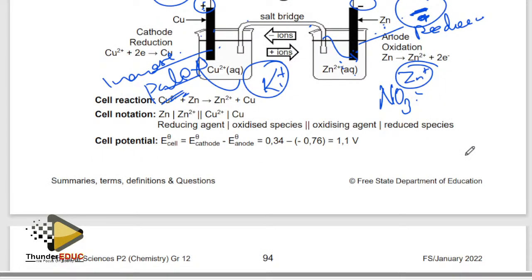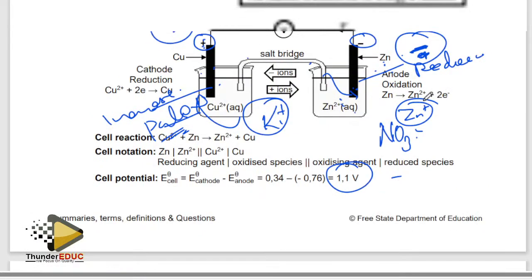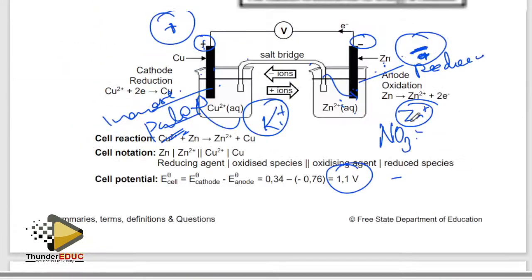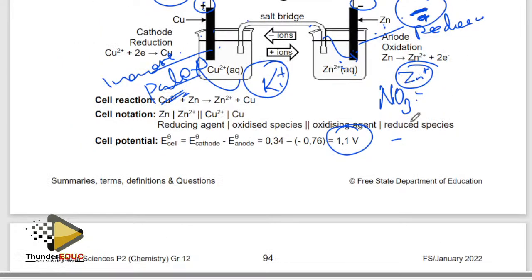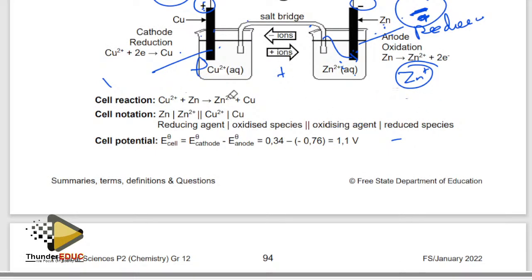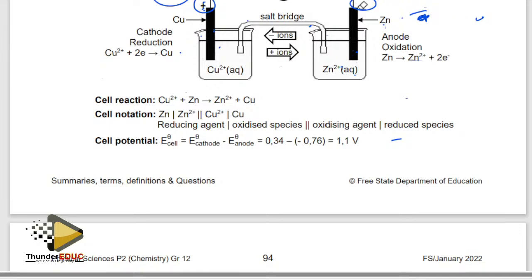Then number two, when you get a positive value, it means that the cell is spontaneous. It can continue on its own. When you get a negative value, it means that it is non-spontaneous. It cannot continue on its own. It will require an external battery for it to continue. So basically, that is it. Then you need to know the cell notation and the cell reaction. Half cell, you have to know all those things. If it is a gas, what am I supposed to do when it comes to that?